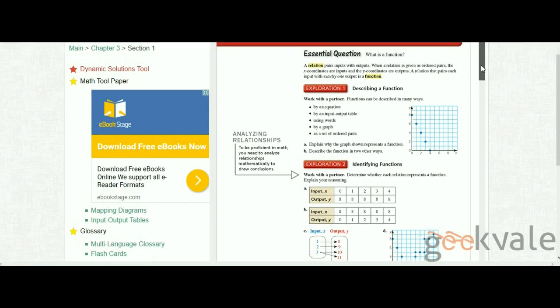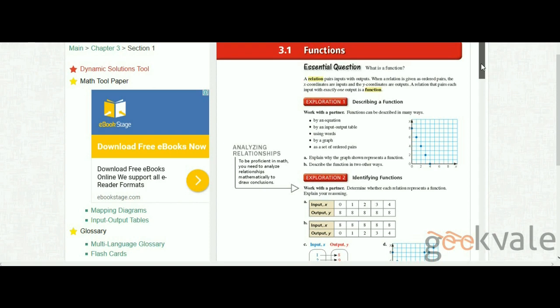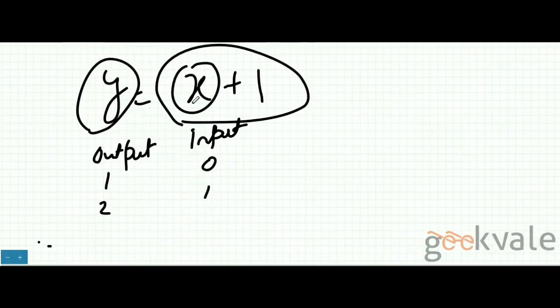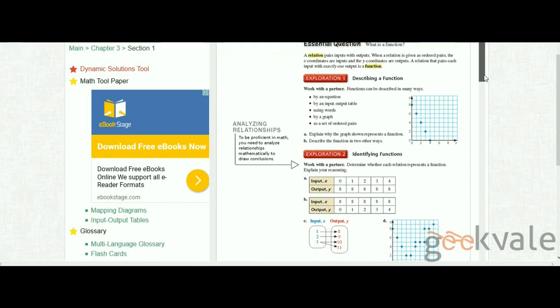Okay, exploration 1, describing a function. By an equation we can define it, by an input-output table. Very good. We can also call it a function table. Using words, yes, here we can say the output is one more than the input, right? What else? By a graph, obviously one of the very significant notations. As a set of ordered pairs. Yes, input comma output ordered pair, or what you locate as a point on the graph. The xy coordinates of that point on the graph are what you call the ordered pairs.